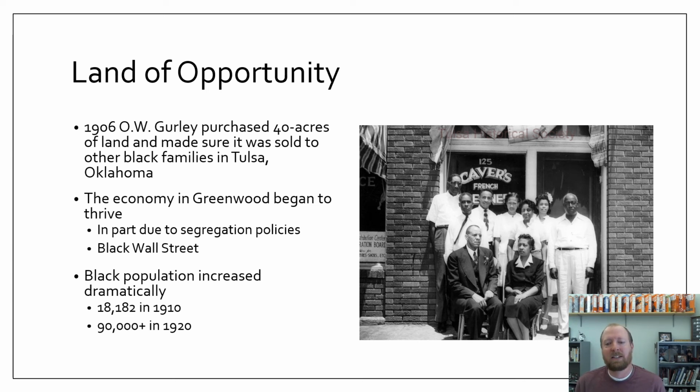Part of this is because of segregation. Blacks who moved there, who could buy homes there, sold to them from Gurley. They built businesses and they shopped their businesses and they became incredibly prosperous. They didn't have to shop in Tulsa because they couldn't shop in Tulsa. And they became so prosperous that they became much wealthier than those white neighborhoods and neighboring communities in Tulsa. This became known as Black Wall Street.